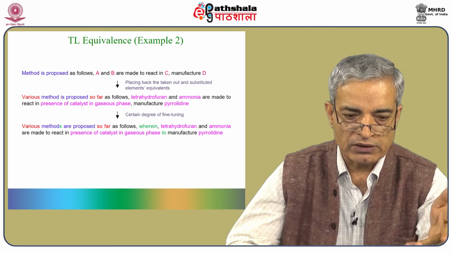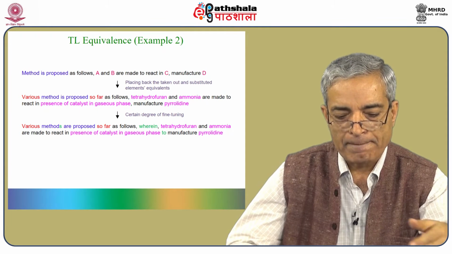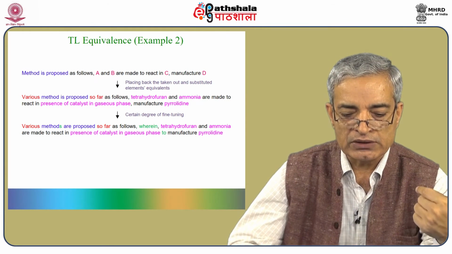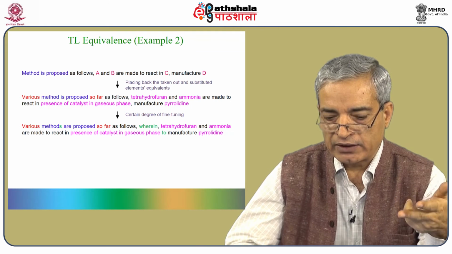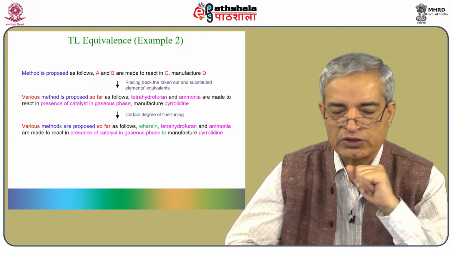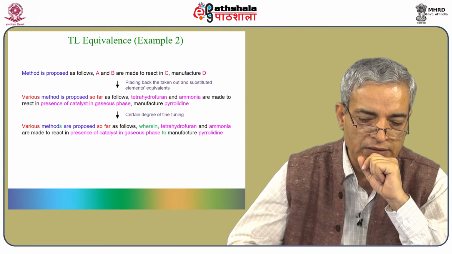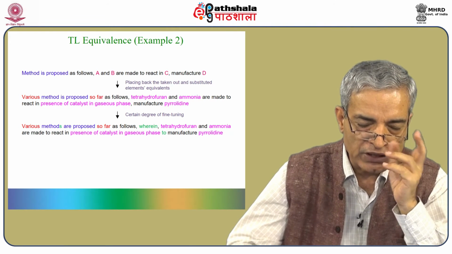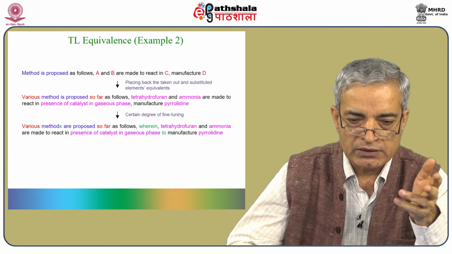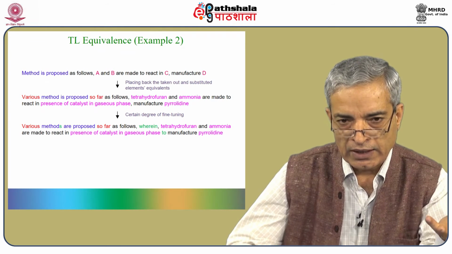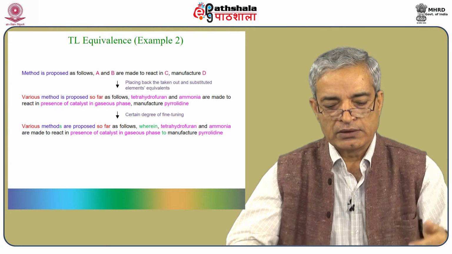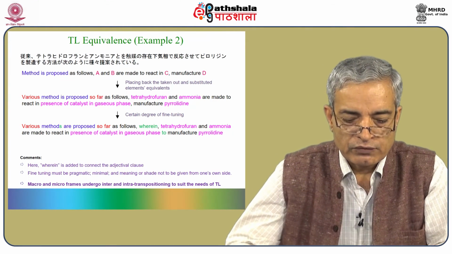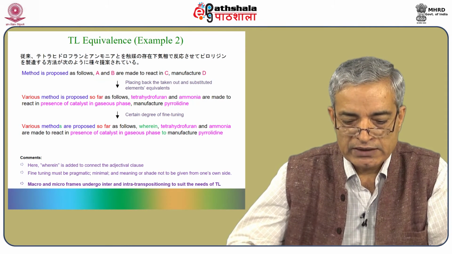Now if you see, because various was there, method was not correct. So this is a very logical modification. S has been added. Is becomes R, which is also very logical. It's wherein which is added here, and for the purpose, to manufacture pyrrolidine, this to is added here. Without to, of course, one may understand the meaning, but the flow is not very good. Now, we have added wherein here to connect the adjectival clause.